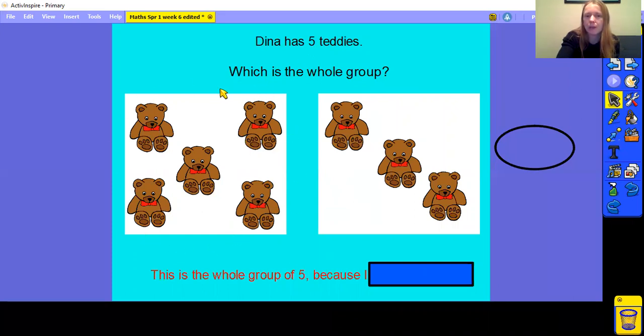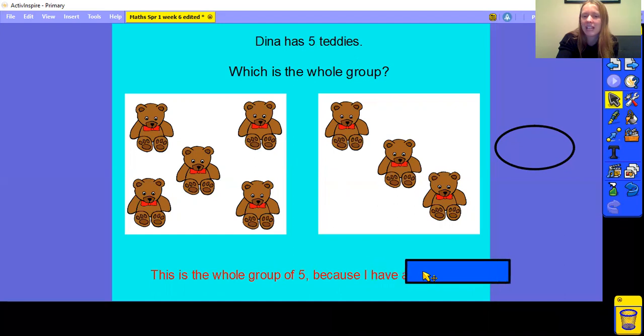I wonder if this could be the whole group. Before we decide, let's check this group. 1, 2, 3. No, this is not the whole group. It does not have all of Dina's teddies. But this one has 5, just like Dina. This is the whole group. But how do I know? I know that this is the whole group of 5 because I have all of them. Well done if you got that right.